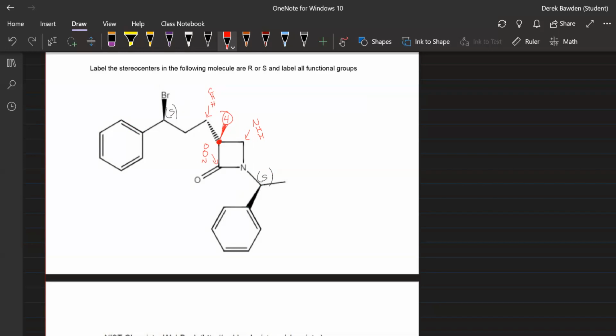Okay, so what's higher priority, N or O? Oh, O, right? So we know our O, O, N is going to be our number 1. N, H, H is going to be our number 2. And C, H, H will be our 3. Our number 4 is not going to the back, so we're going to come out and redraw it.